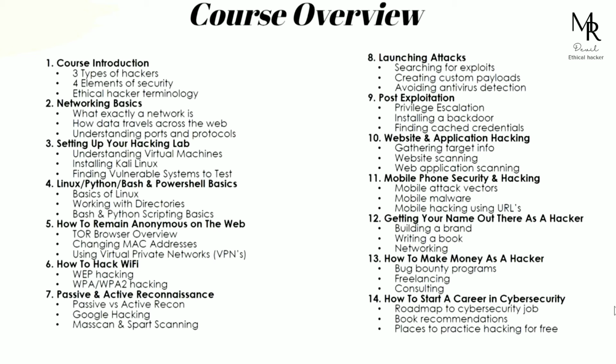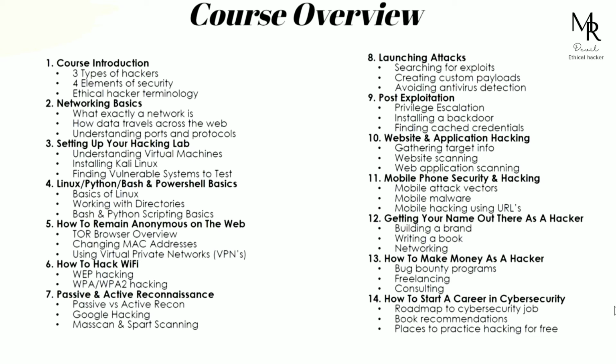Section 11, we're going to go over mobile phone security and hacking. We're going to go over what exactly are mobile attack vectors. We're going to go over mobile malware and how that comes into play and how you can stay protected. And then mobile hacking using URLs. And also within that section, you're going to learn how you can stay protected yourself against different types of hackers that are trying to get your information, trying to get a hold of your cell phone. So that's going to be a very exciting section as well.